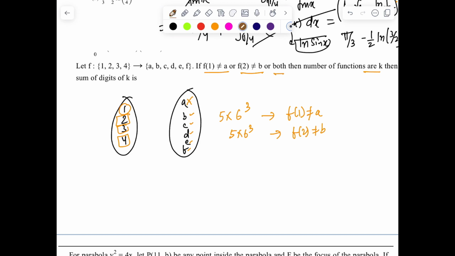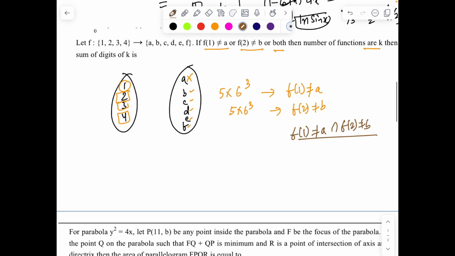Now we have also considered the case when both f(1) is not a and f(2) is not b. So under that condition, you can see we have to think of inclusion exclusion, because if f(1) is not a and f(2) is not b, right, under this condition how many choices will we have? Of course 5 square into 6 square, because now f(1) cannot go to a and f(2) cannot go to b. So for 1 and 2 we have now only 1, 2, 3, 4 choices available, right?